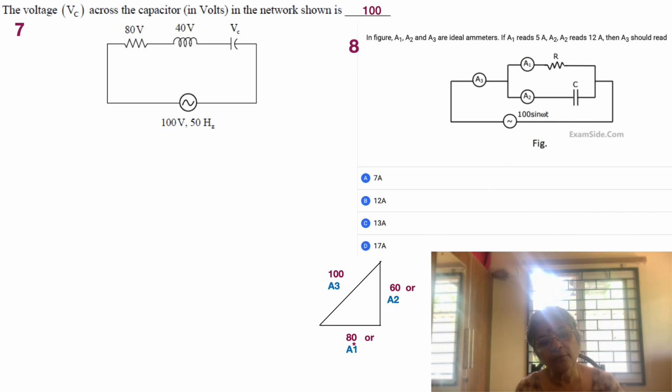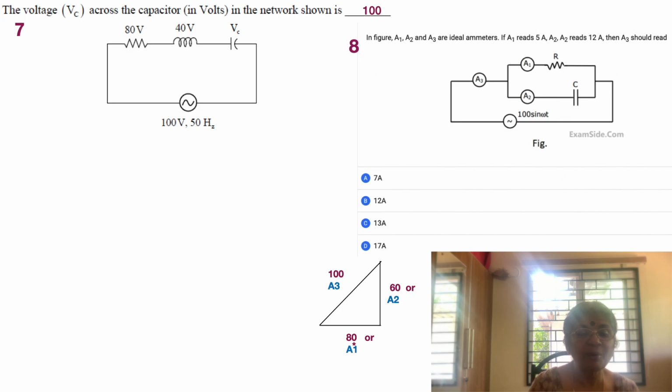So the same concept is now continued in the current case, and that's problem number 8. We see many ammeters, A1, A2, and A3. The ammeter A1 measures the current through the resistor, A2 measures the current through the capacitor, and A3 measures the current through the combination, wherein a voltage source has been given, which has a magnitude 100. In these two cases we are given a magnitude.